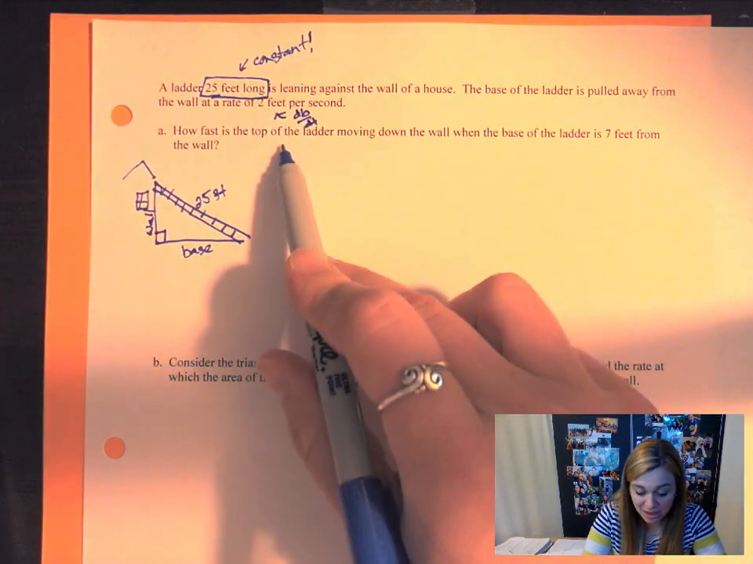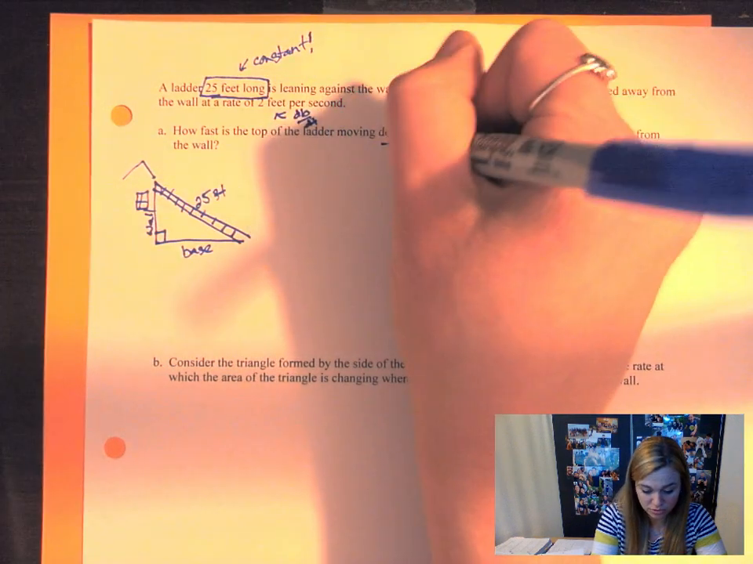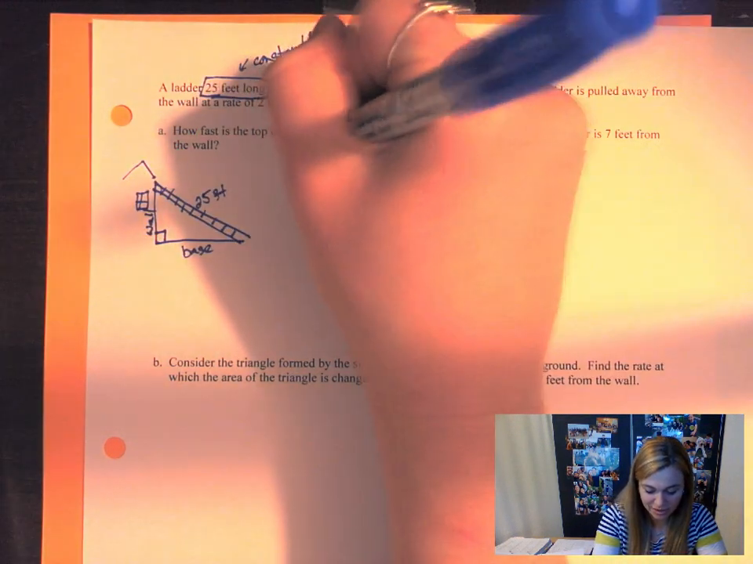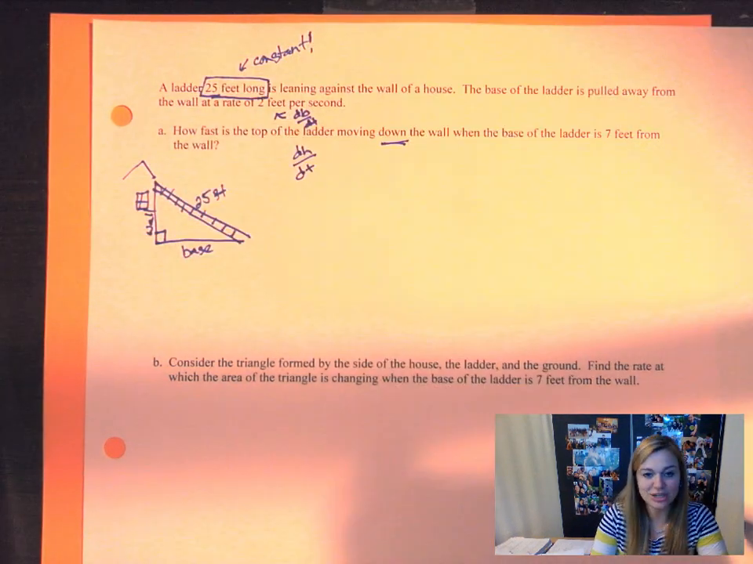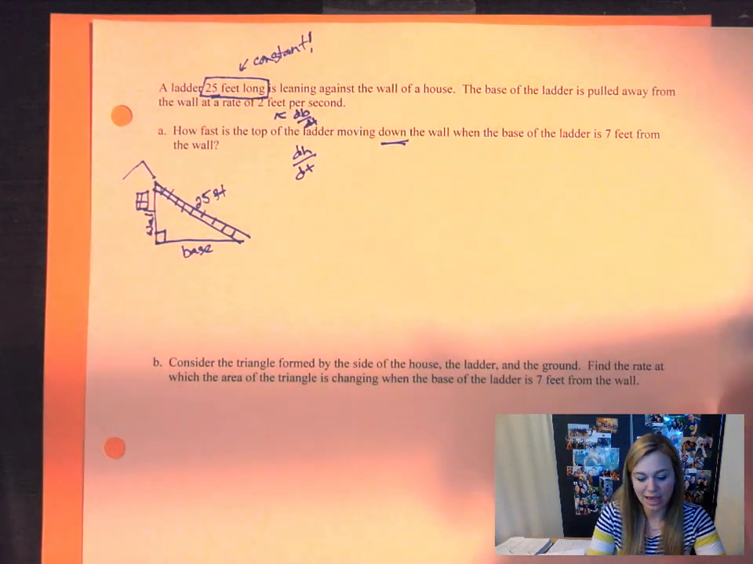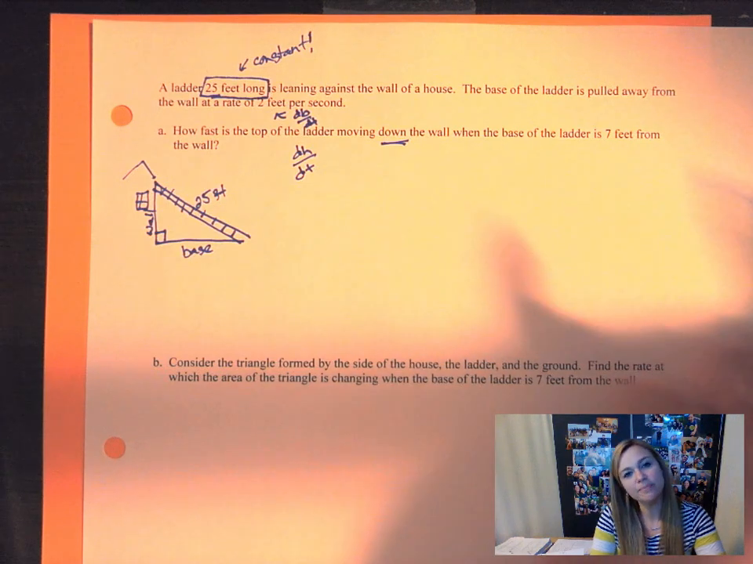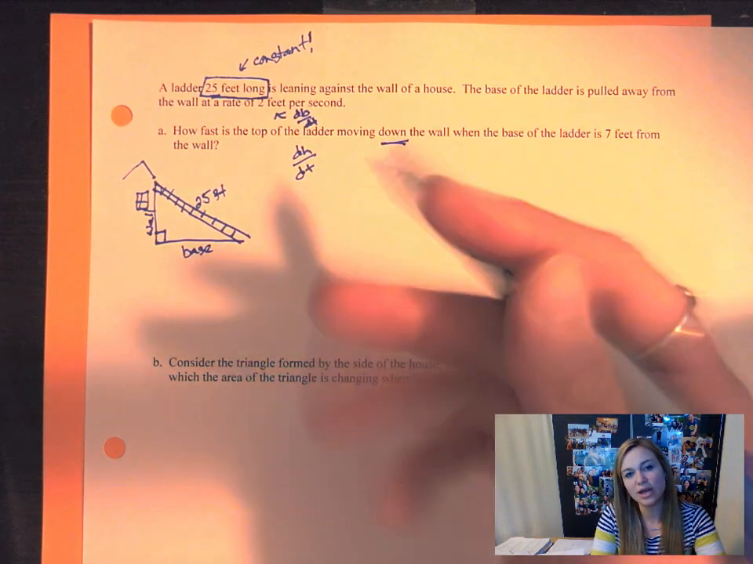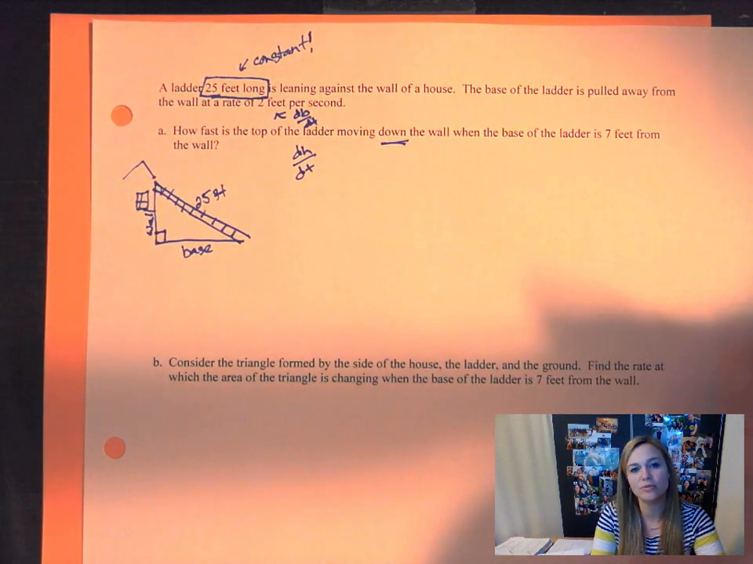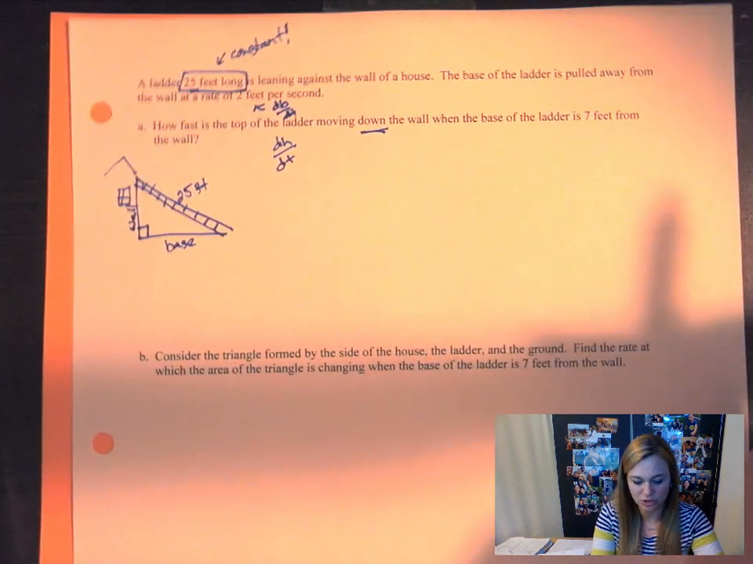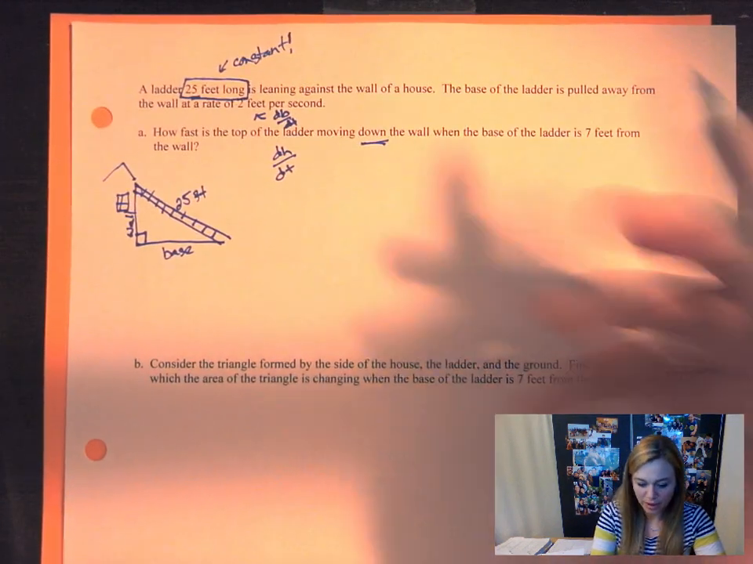How fast is the top of the ladder moving down the wall? Okay, so we have to be careful about that. That's going to be my dH/dt, or if you want to call it dW/dt, you can, but I'm calling it h for height. I don't like doing these with a and b, like a squared plus b squared equals c squared, because I don't really know which one's a and which one's b, since those are interchangeable. Base and height, I do.